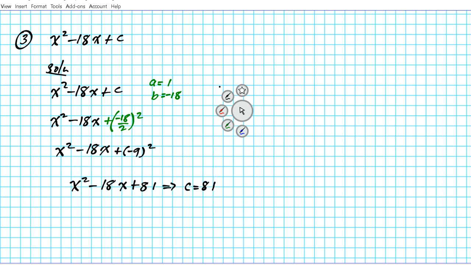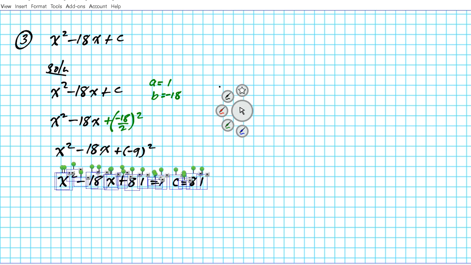Nice. Okay, so now let's go ahead and factor it. If we want to factor this expression, all we'll do is square the first and the last term and bring down the middle sign. So the factored state is going to be the quantity x minus 9 squared.